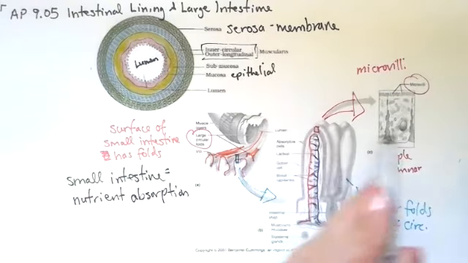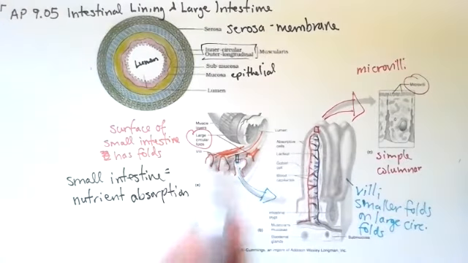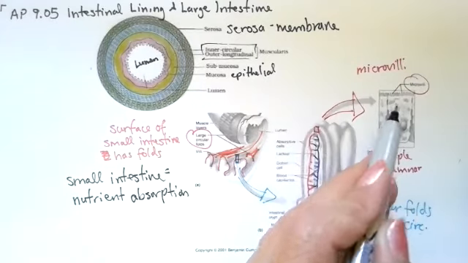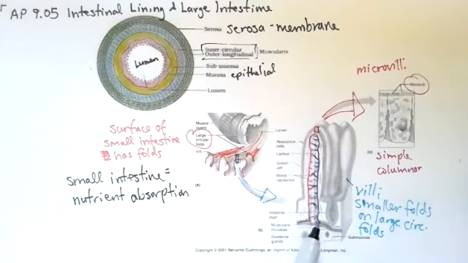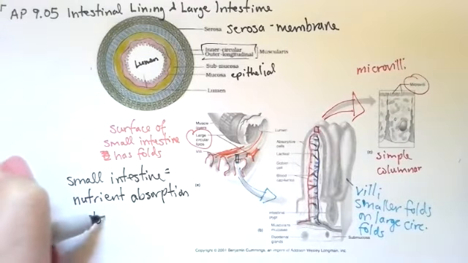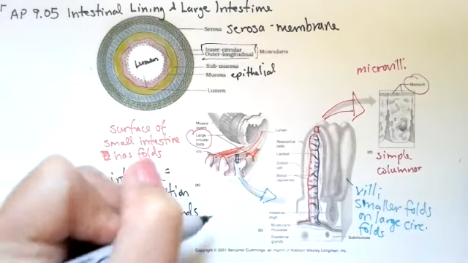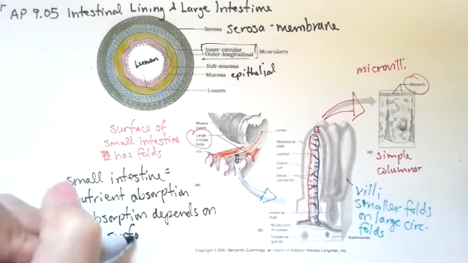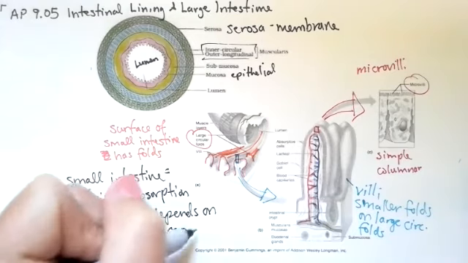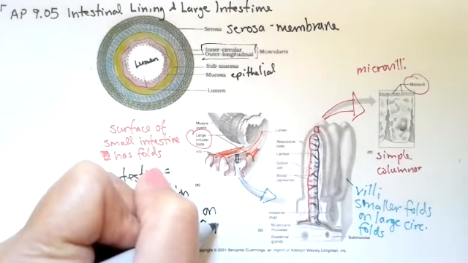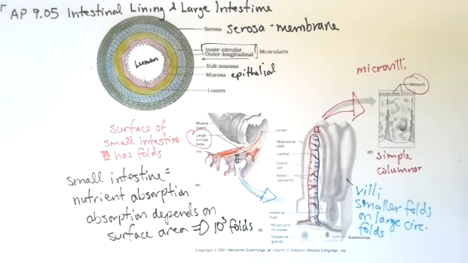So as your foodstuffs are passing over and washing over these villi, and then the microvilli, with this great blood supply here, we can absorb all the nutrients that we need from our diet. So absorption depends on surface area. So hence all the folds. Without it, we would not be able to absorb the nutrients we need, and we would be in trouble. All right, so that does it for the lining.